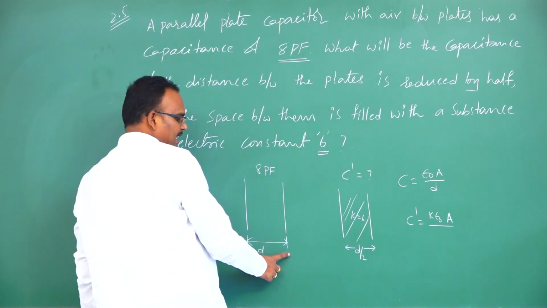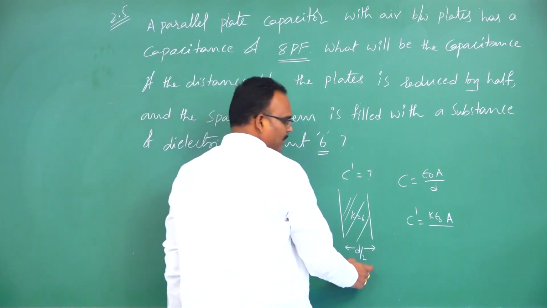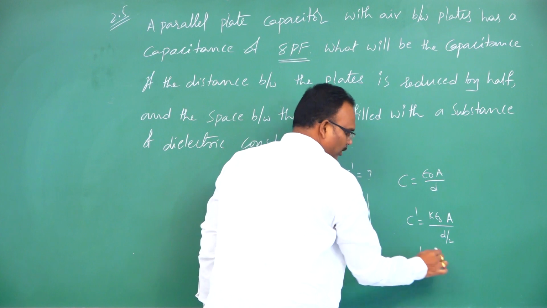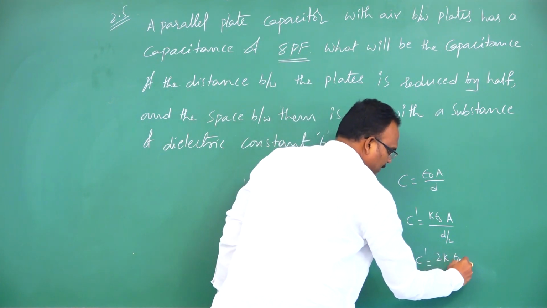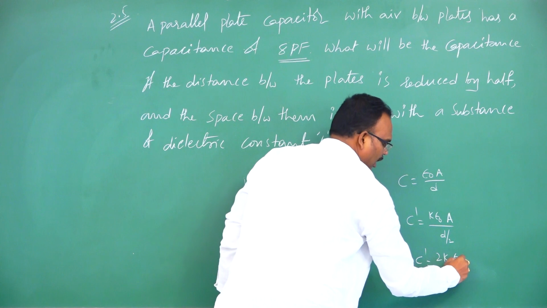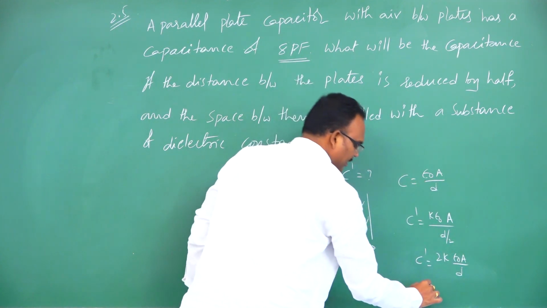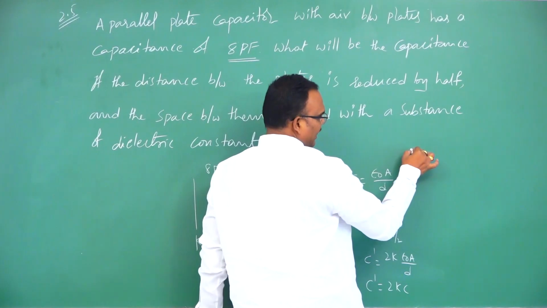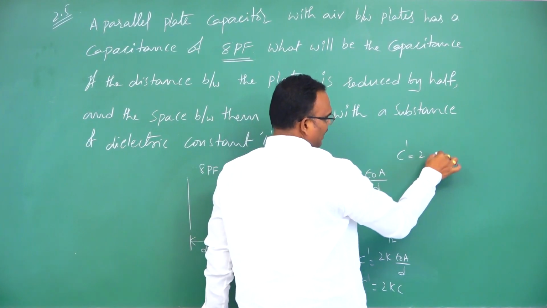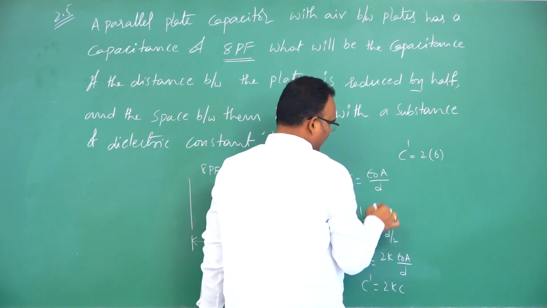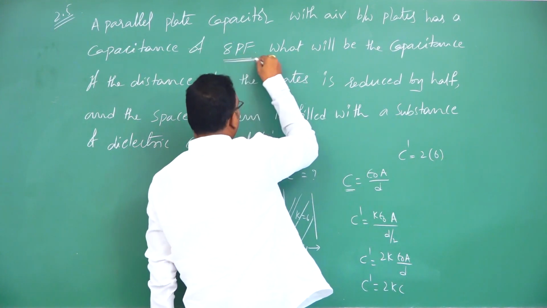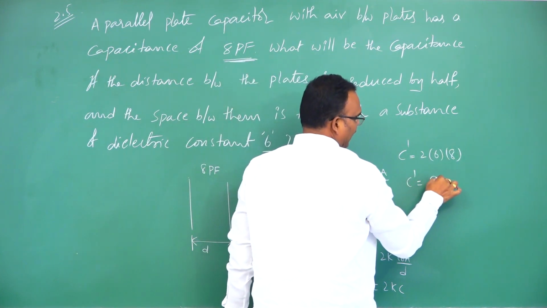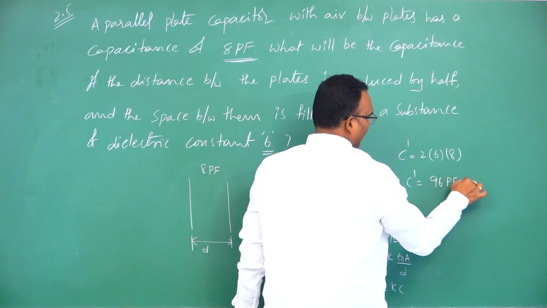Distance between the plates is initially D, now finally it is D by 2. So now C dash is equal to 2K into epsilon naught A by D. Epsilon naught A by D is C. So C dash is equal to 2KC. So C dash is equal to 2 times dielectric constant 6, and the C value given in the problem is 8 picofarad. So if you simplify, you will get 96 picofarad.